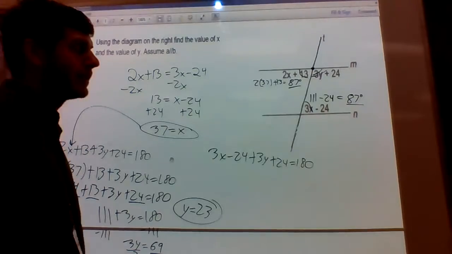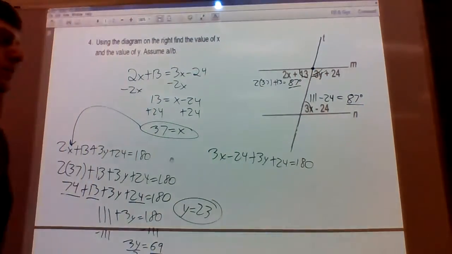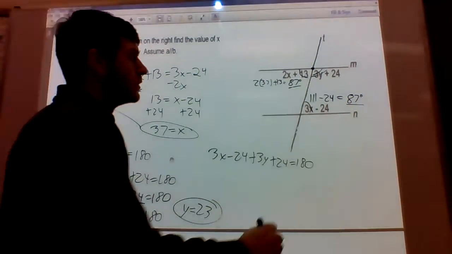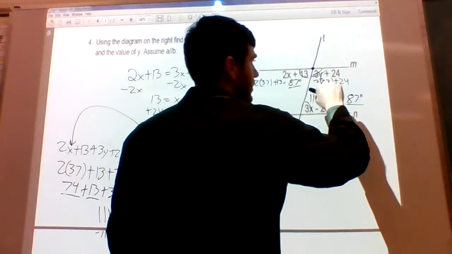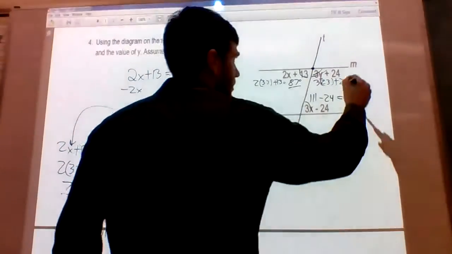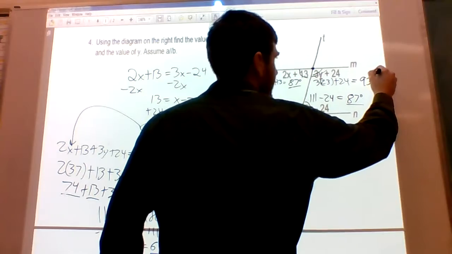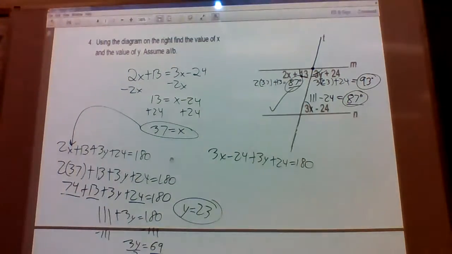And this one better be 93, right? Because these two better add up to 180 and these two better add up to 180. So we got 23 for y. So 3 times 23 plus 24. 3 times 23 is going to be 69. 69 plus 24 is 73, 83, 93, which is our correct answer, right? So it all checks out. Our x and y values are good.